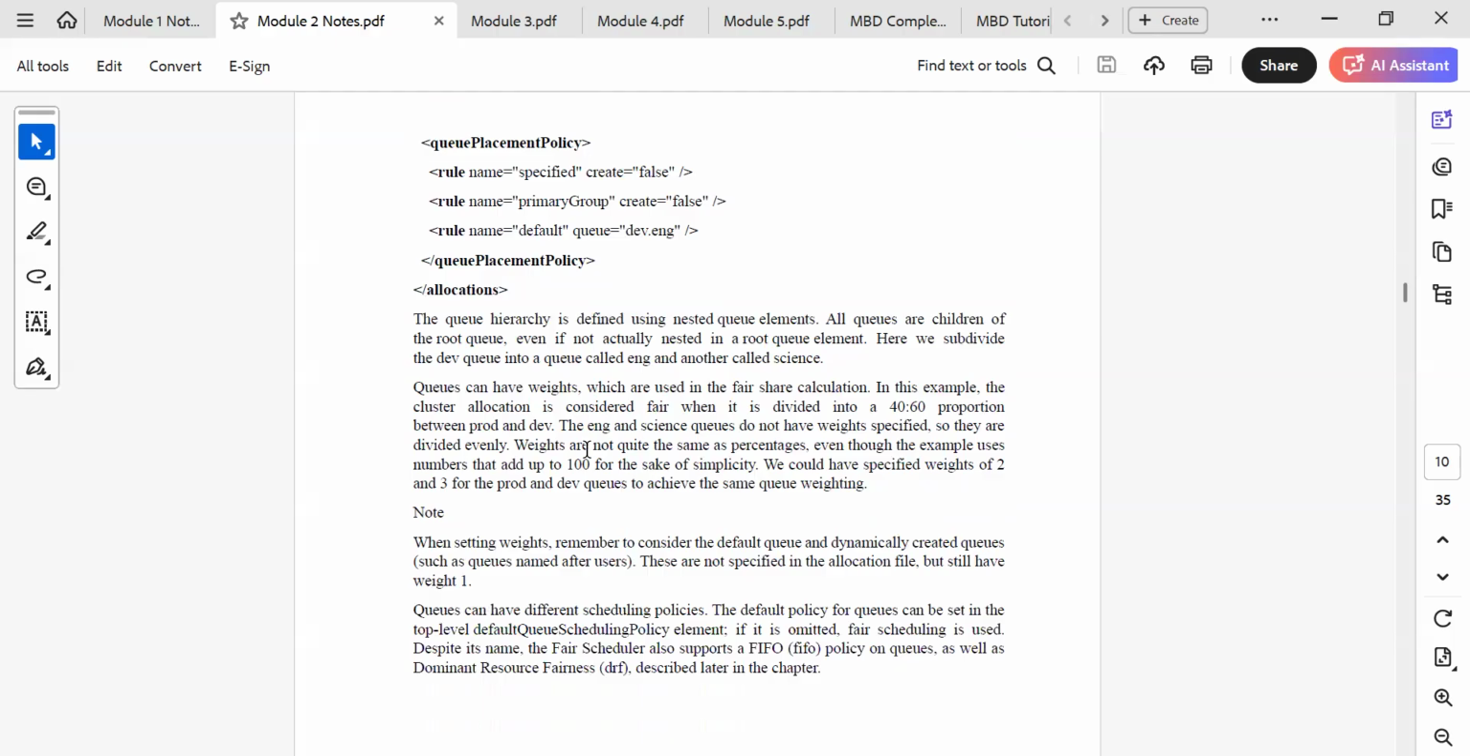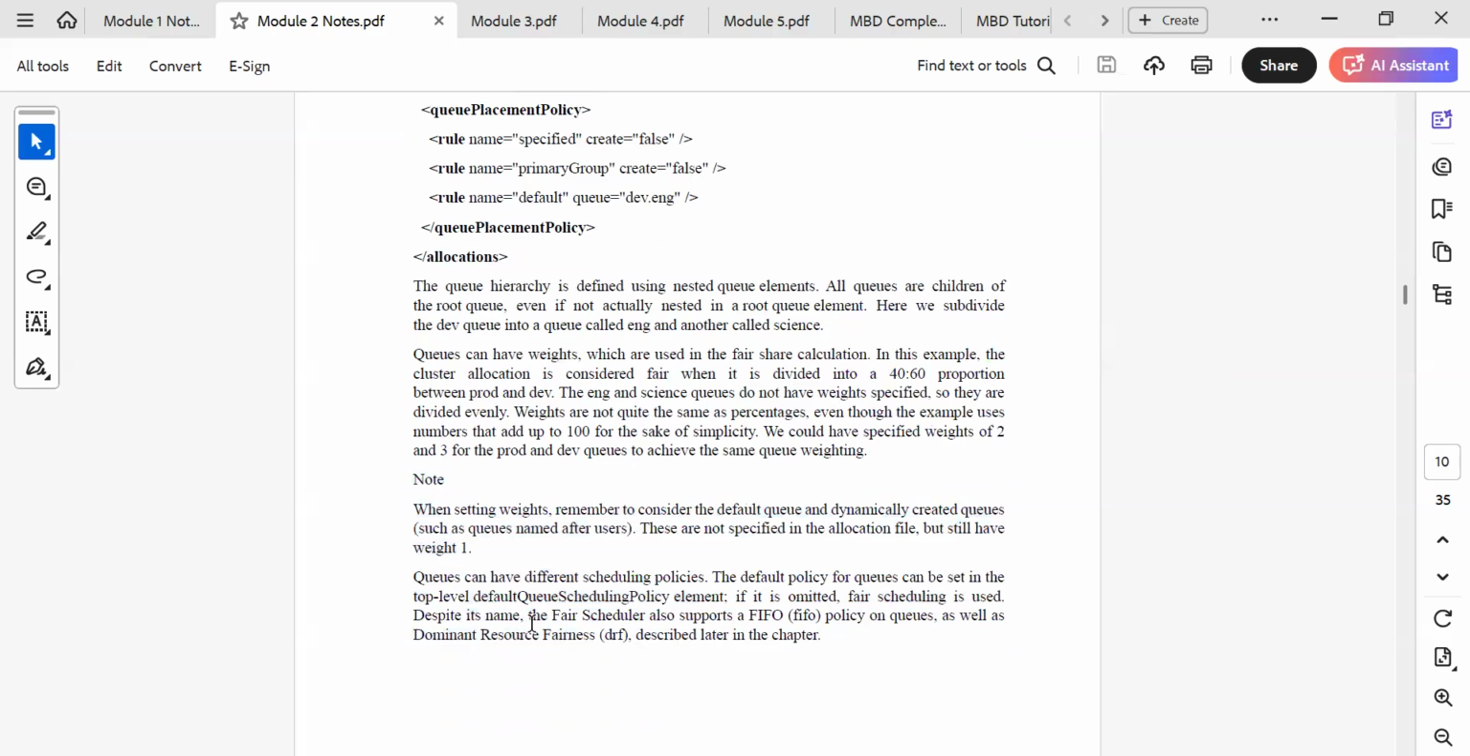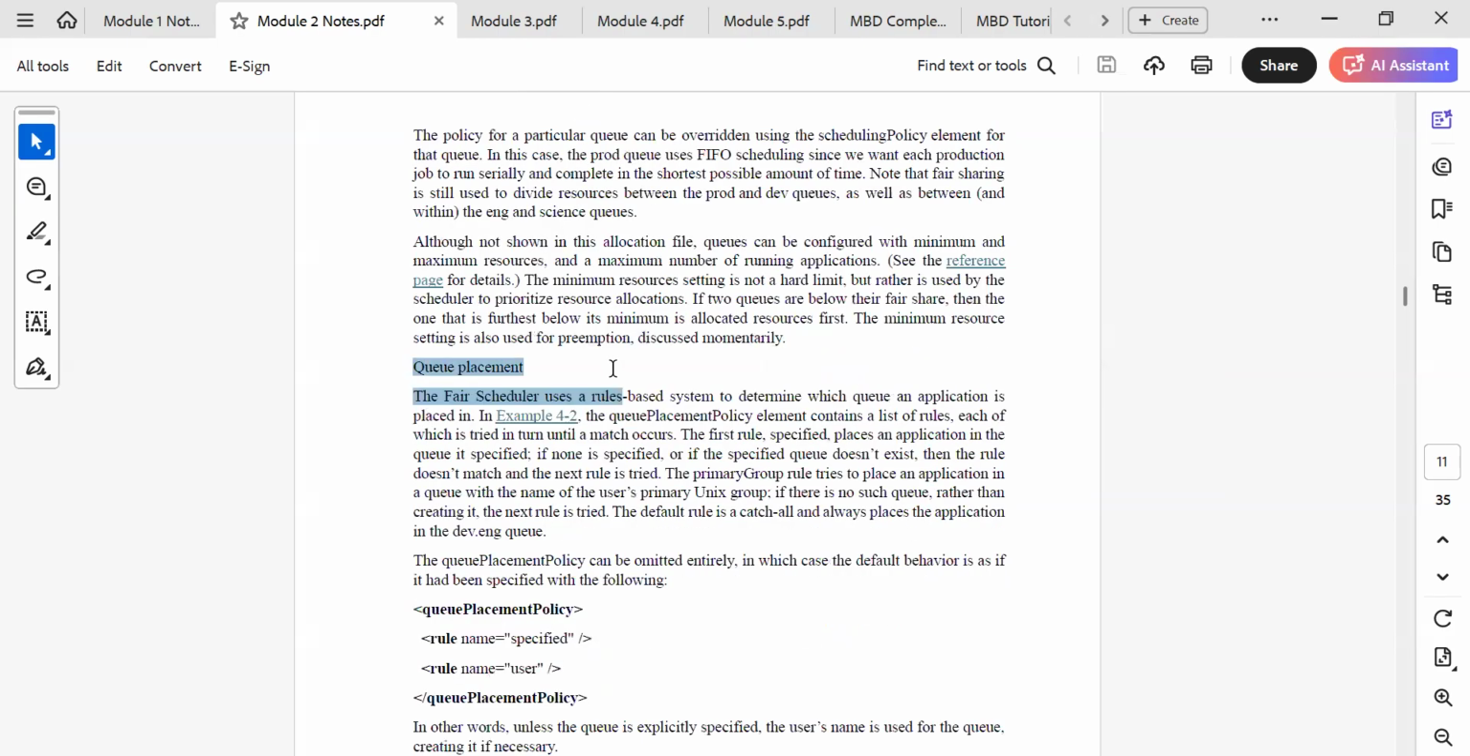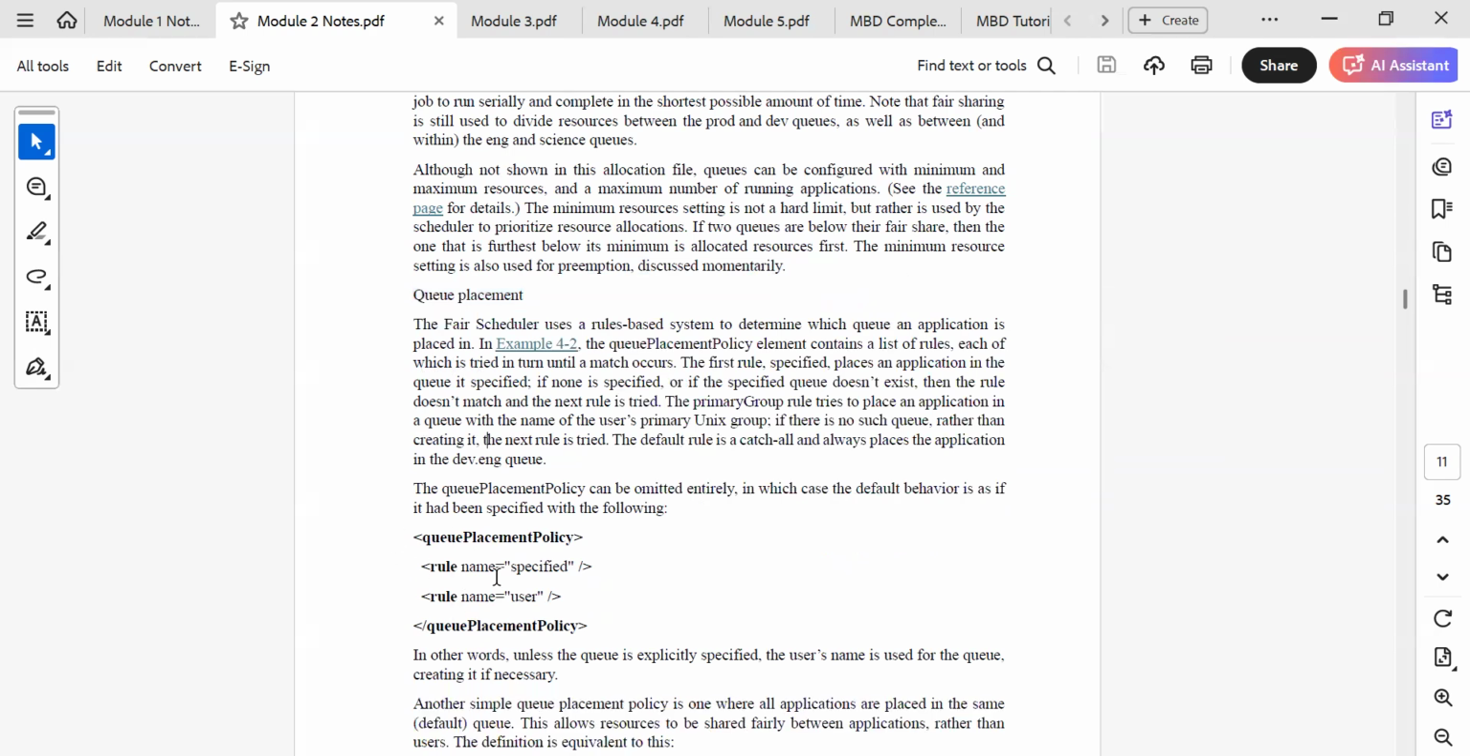If you want to know more about this, some more points are listed out. Go through this and you will come to know what exactly this is doing. Now, queue placement. For queue placement, some code is also listed out. This is actually part of your syllabus, queue placement and all, so you should learn these things properly.